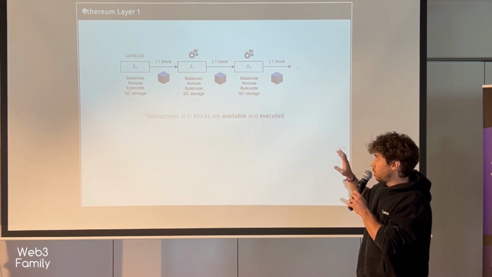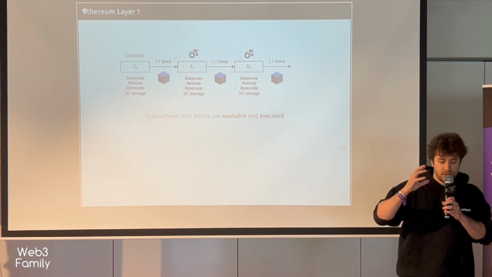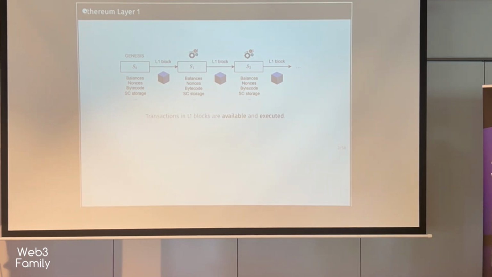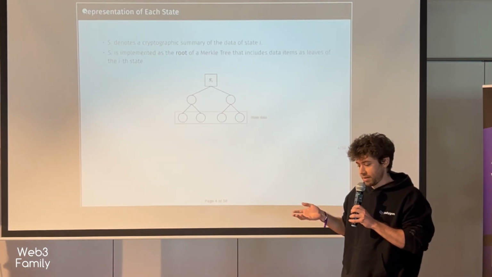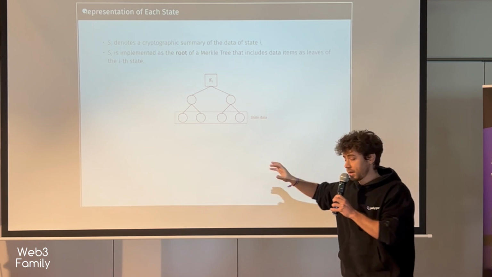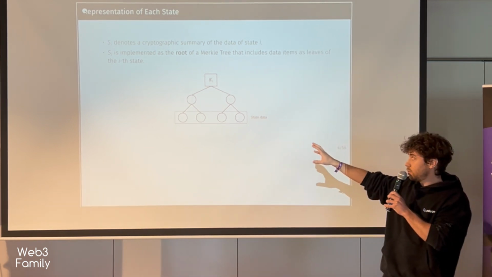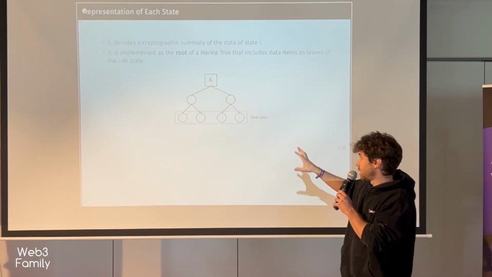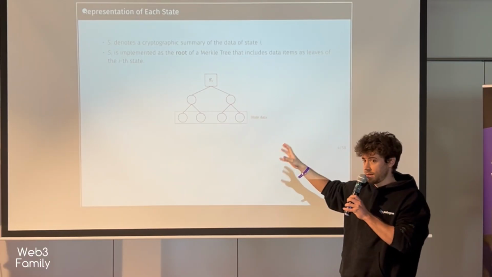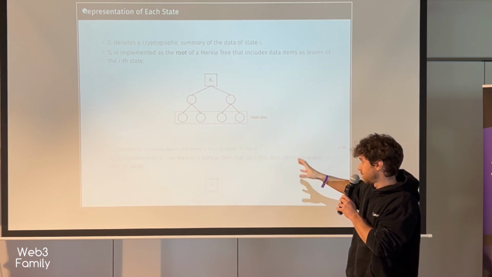Now we will go a bit deeper into what a state looks like from the inside. The state in Ethereum uses a Merkle tree with a Keccak hash. In each of the leaves of the Merkle tree, we have the values of each of the accounts: the balance, the nonce, the bytecode, and the storage. So it's very important to understand that this Merkle tree completely defines the state.